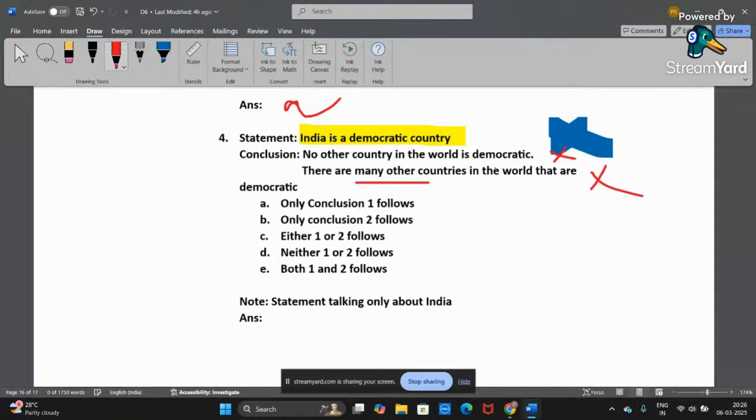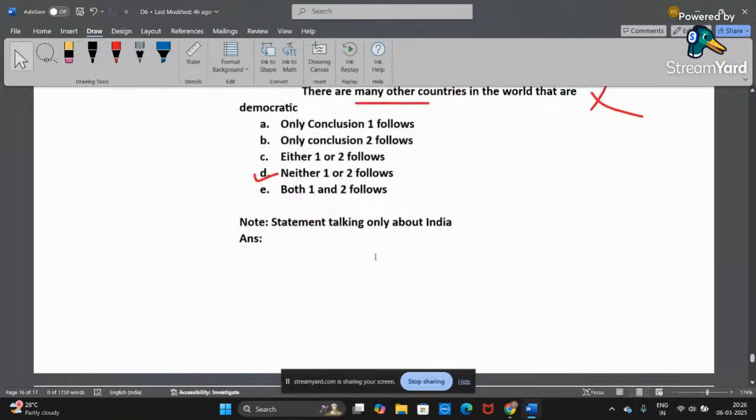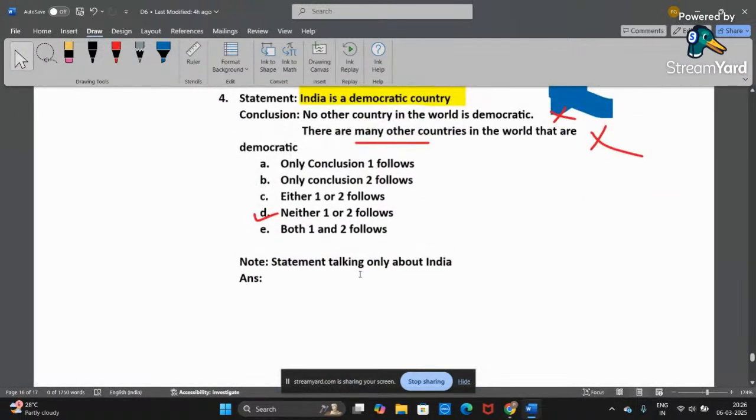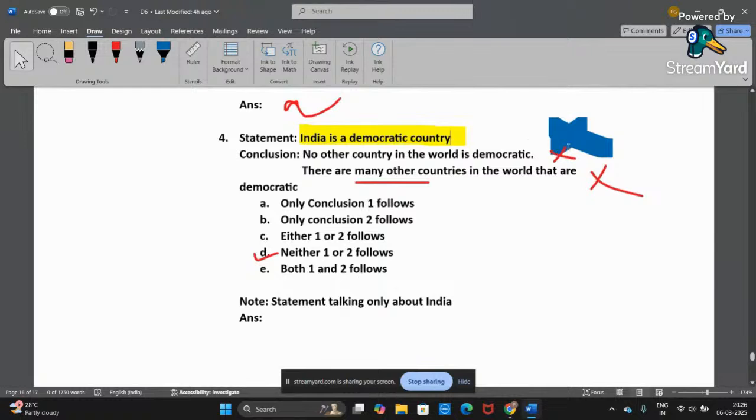So if two options are wrong, then what will be your answer? D. Neither one nor two follows. Why? Because these two are wrong: in the statement they're talking only about India. So the answer is D here.